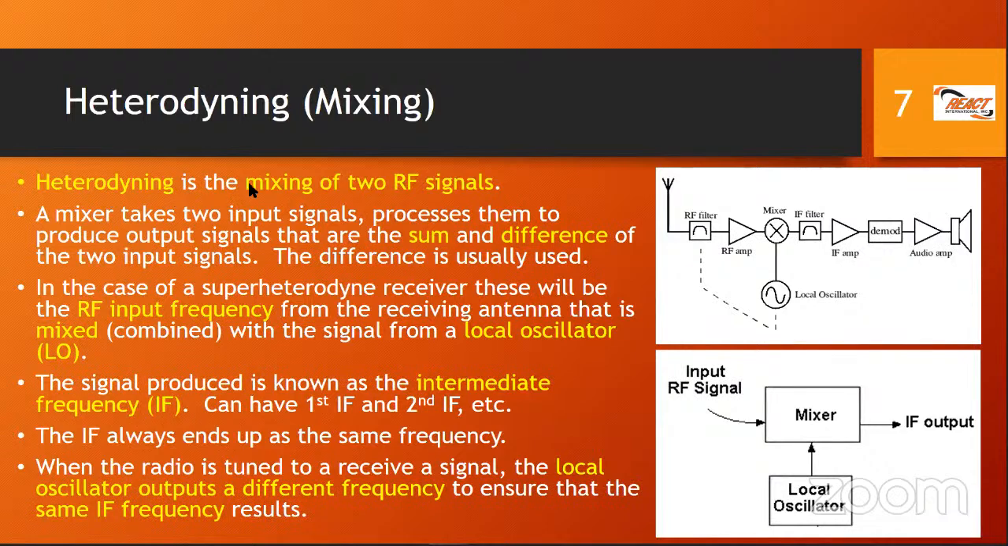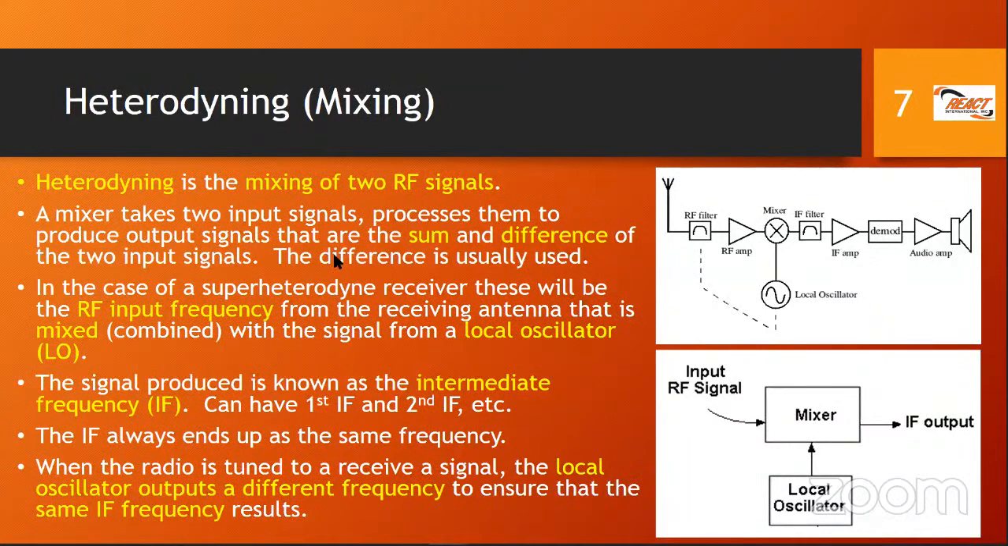So we say heterodyning is the mixing of two radio frequency signals. That is what we are mixing. When you go to the bar, we're mixing maybe alcoholic, non-alcoholic drinks. But with heterodyning, we're doing amateur radio, and therefore it's radio frequency signals that we are mixing. And we say here that a mixer takes two input signals. So that's what we're mixing. Just like in the bar, you may have a chaser, and you will have your main drink. So you're mixing two inputs, except that for amateur radio, it's two radio frequency signals. The mixer processes them, and it produces output.